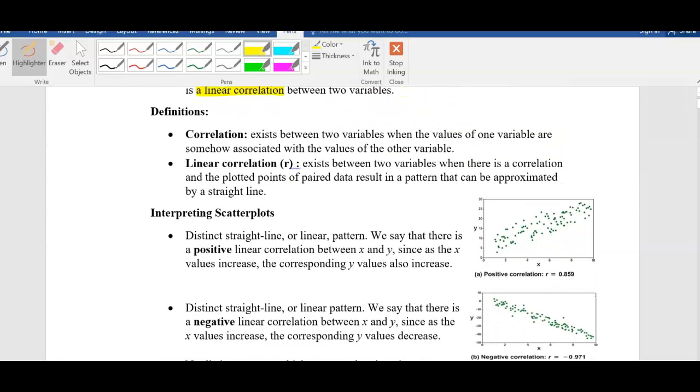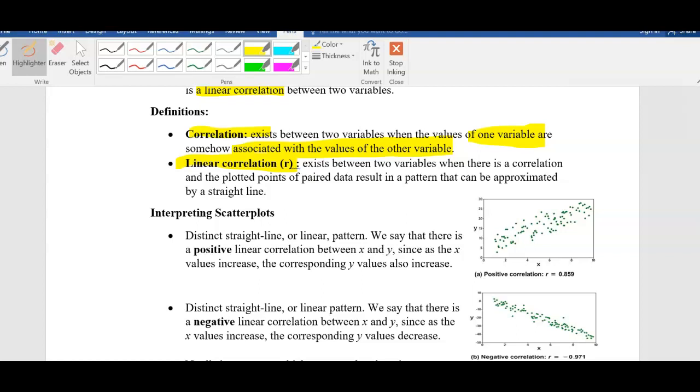So, the definitions. Correlation: a correlation exists between two variables when the values of one variable are somehow associated with the values of the other. So there's a correlation, something is happening. Okay, a linear correlation has an R factor, and the R factor tells you how good the line actually is.